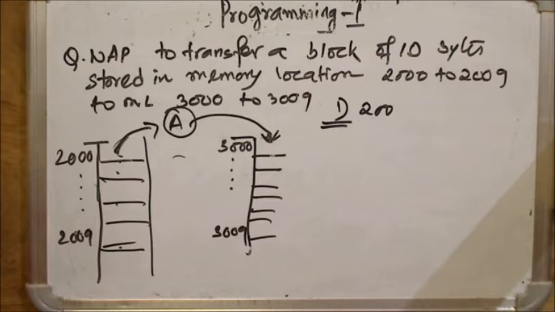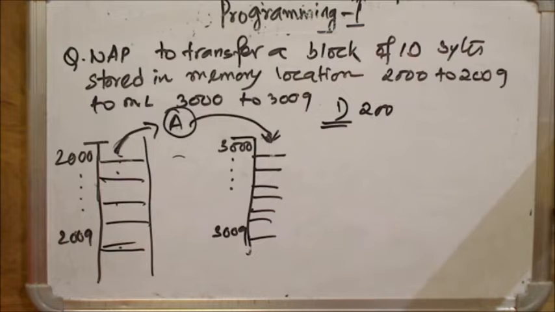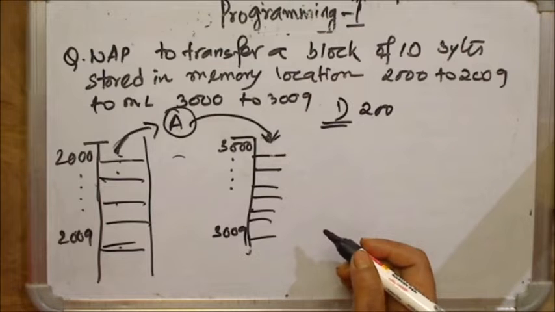Now how to take the data from 2000 into A? LDA 2000, STA 3000, LDA 2001, STA 3001, LDA 2002, STA 3002. No. That is childish programming. That is why I told you to use indirect addressing. Use indirect addressing mode.